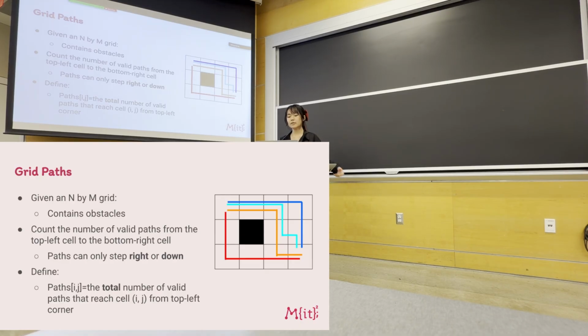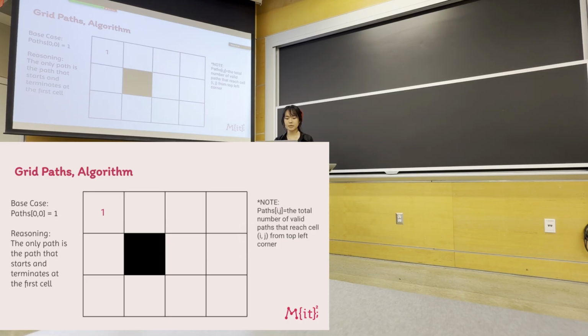So we're given an n by m grid, which contains obstacles, and our goal is to count the number of valid paths from our very top left cell to our very bottom right cell. We can only move to the left or down, and also we avoid the obstacles. So we define paths ij to be the total number of valid paths that reach cell ij from our top left corner. An example here is our base case, which is basically just a case that isn't dependent upon the other ones. And so path 0, 0 would be 1 because the only path from the start to itself is 1.